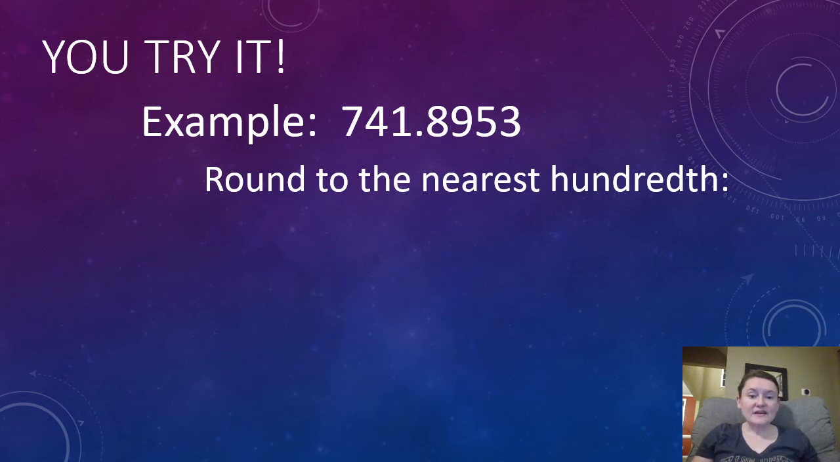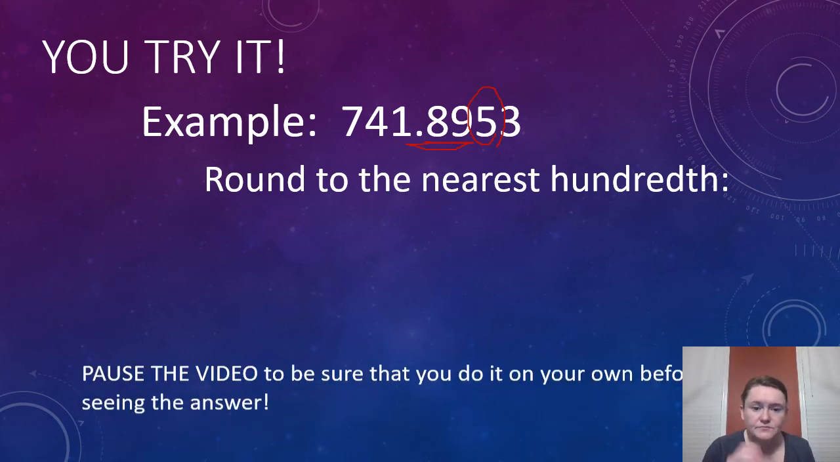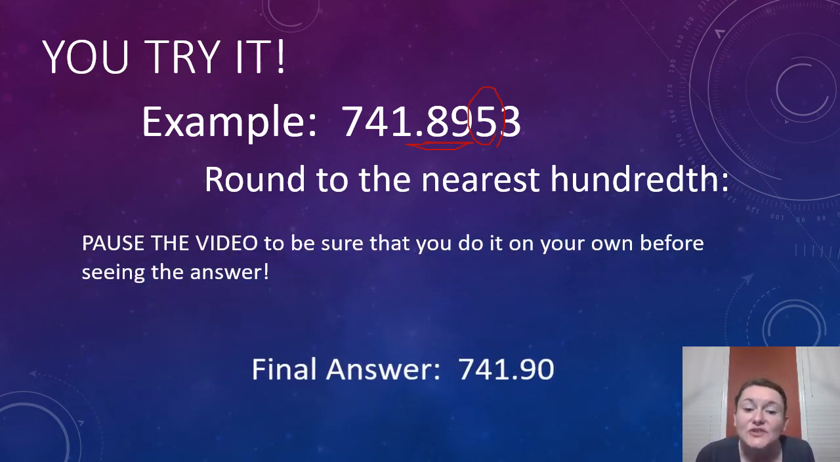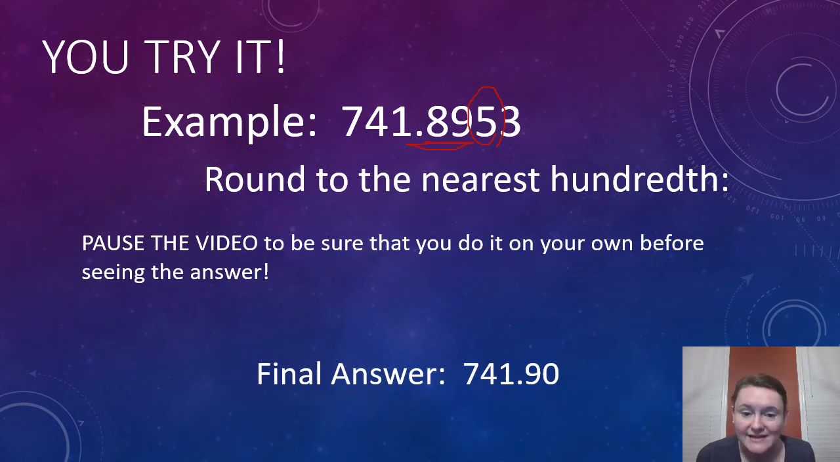Round to the nearest hundredth. So again, we've got 2 decimal places that we want to end up with. So we look at the third decimal place to see if we need to round. Did you get 741.90? That 5 forced the 9 to round up. And since there's nothing for that to round up to, it forces the 8 to round up to a 9.